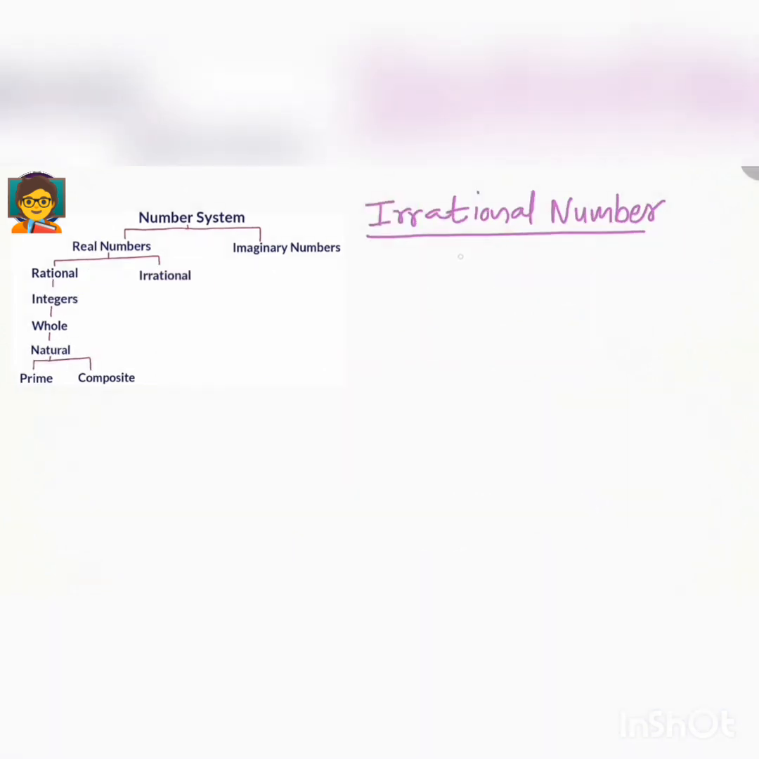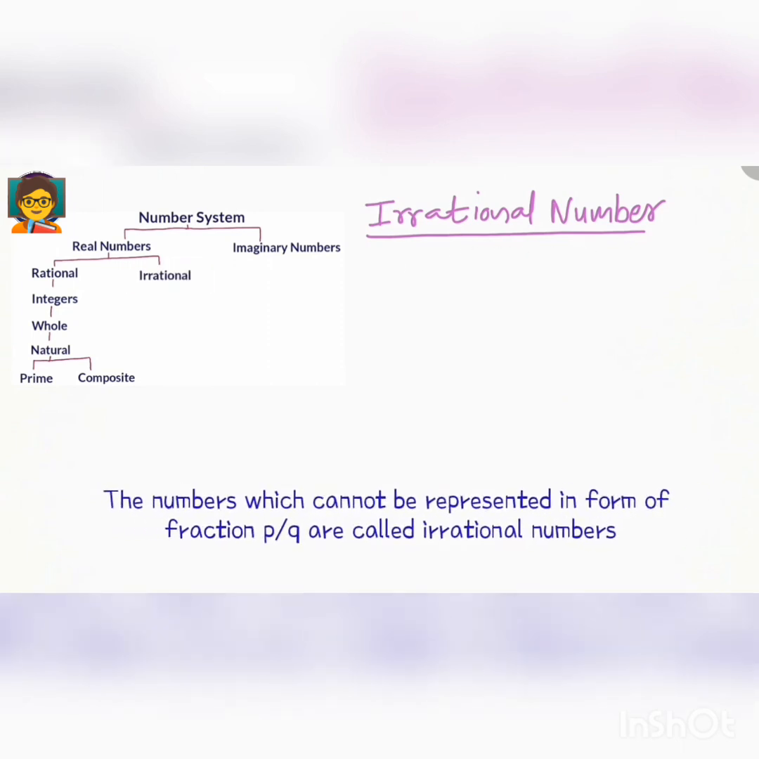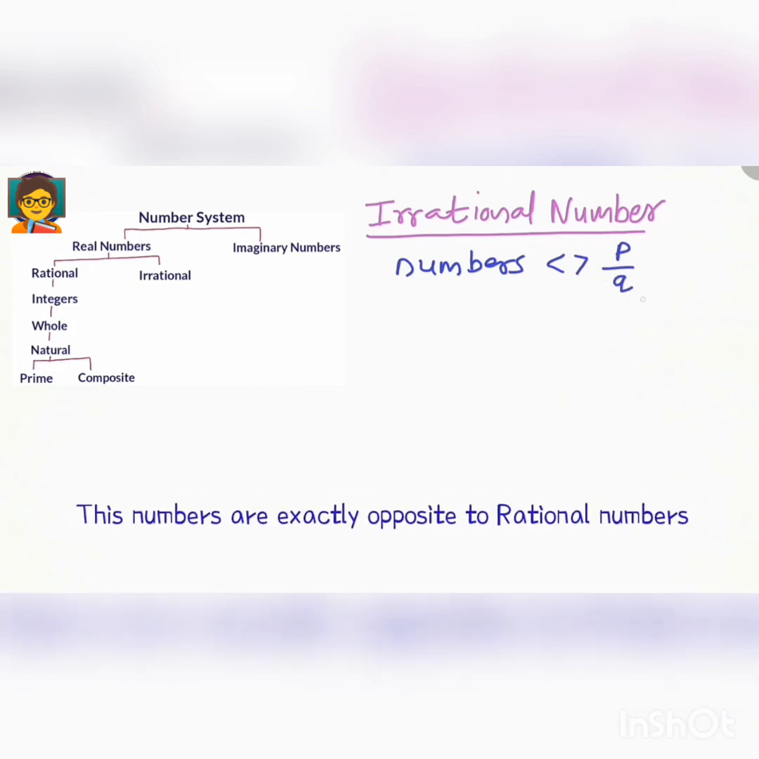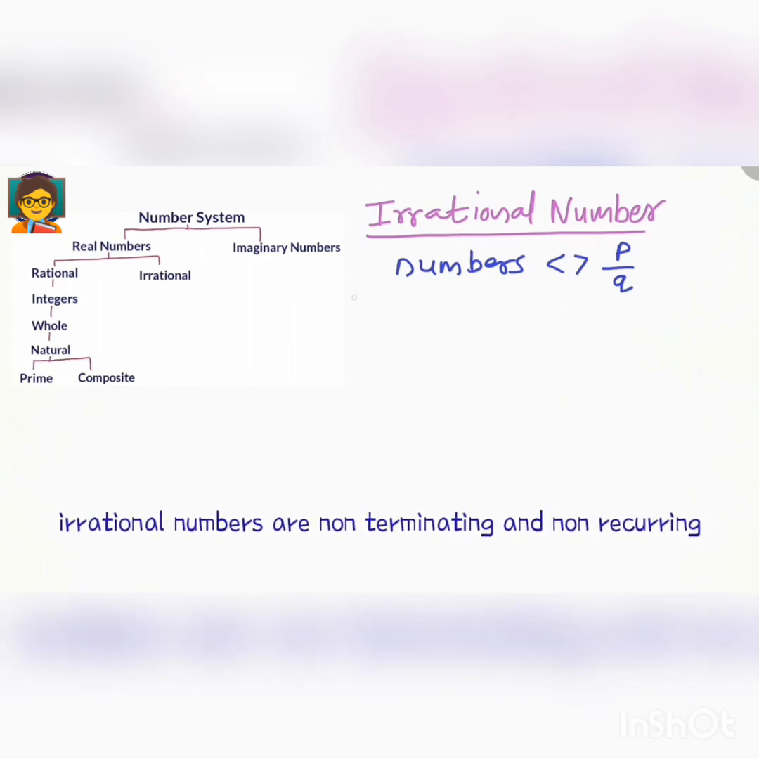Let's understand the irrational numbers now. Irrational numbers are the numbers which cannot be represented as fractions. So these numbers cannot be represented in p by q format. These numbers are exactly opposite to the rational numbers. And these numbers are non-terminating and non-recurring. We have seen the rational numbers which were either terminating or non-terminating and recurring. However, irrational numbers are non-terminating and non-recurring.